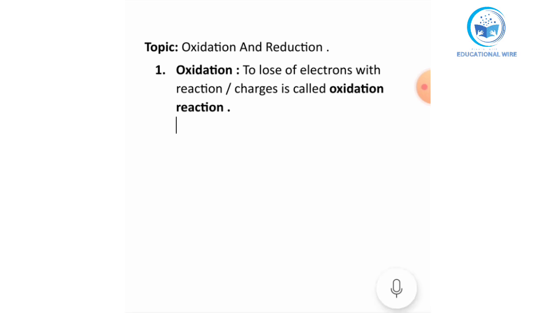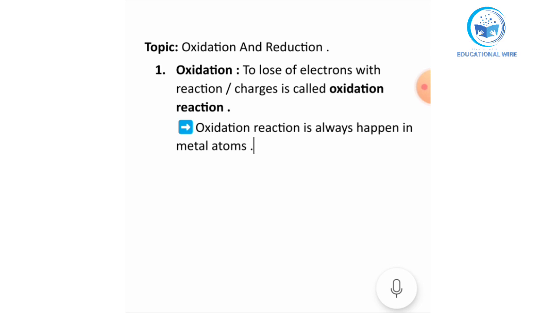Now we should know the main key points of the oxidation reaction. So let's move further. The first key point of oxidation reaction is that oxidation reaction always happens in metal atoms. We can write here: oxidation reaction always happens in metal atoms.